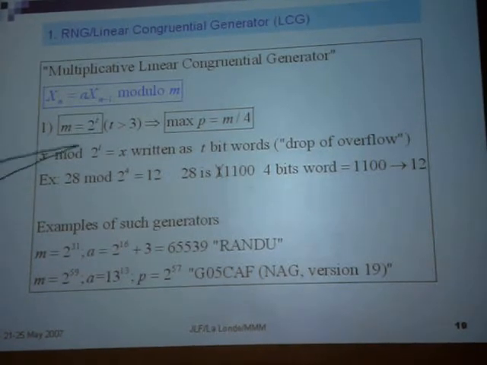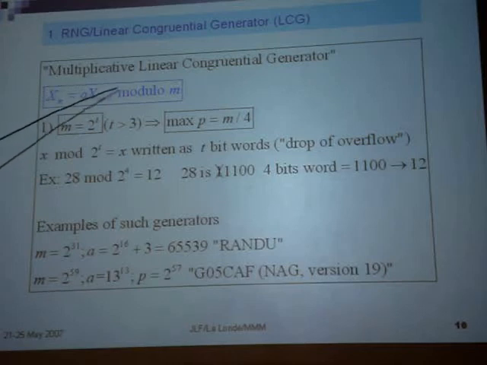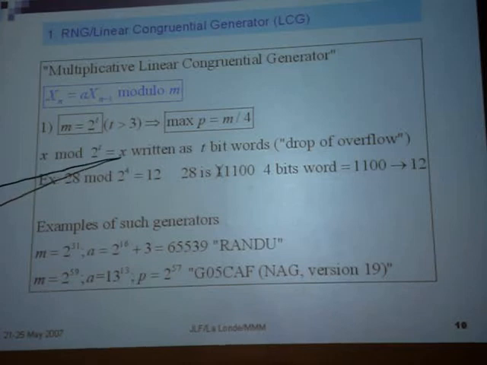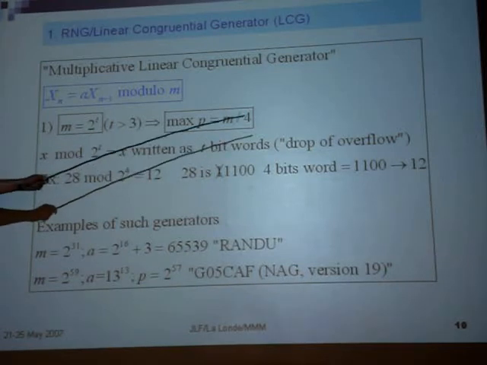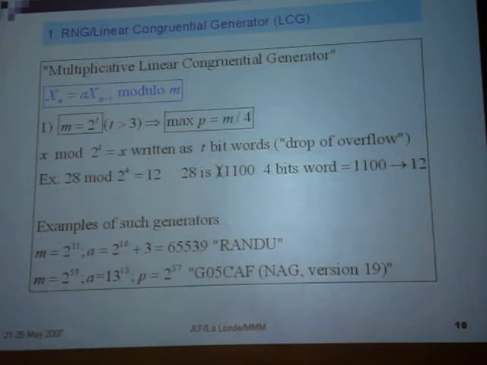Why do they choose this power of 2? They choose it because it doesn't need any division. This result is exactly x written as a big word. And I give you an example. Let's say you want to find the result 28 modulo 2 to the 4, that means 16. So that is the rest of 28 divided by 16, it's 12.